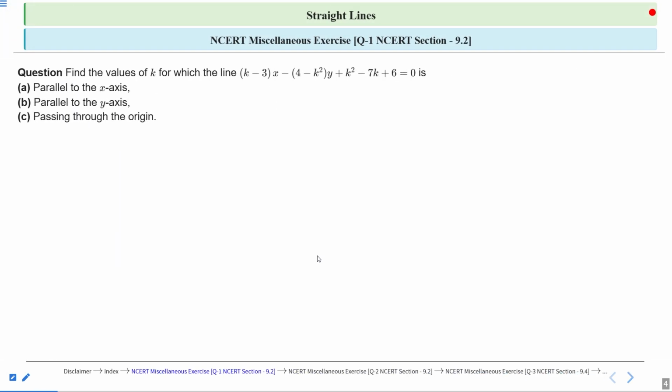See, first question. In this question, we have to find the values of k for which the line k minus 3 times x minus 4 minus k square times y plus k square minus 7k plus 6 equal to 0 is first parallel to the x-axis. Then we have to find the values of k for which this equation is parallel to the y-axis. And then we have to find the values of k for which this equation is passing through the origin.